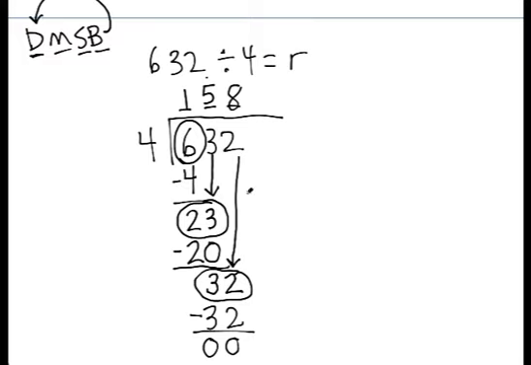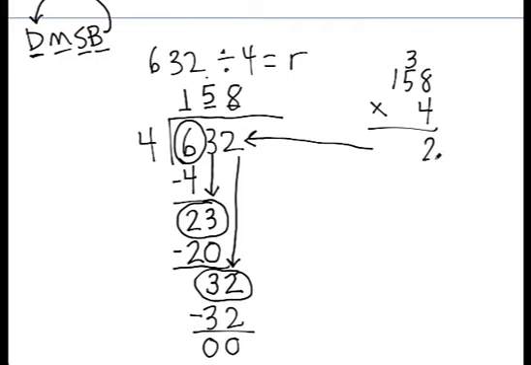Now, what if I wanted to check this? Let's take 158, and that's the quotient. Let's multiply it by the divisor. And I should get this dividend. I should get this answer right here. So 4 times 8 is 32. I'm just going to use the standard algorithm. 4 times 5 is 20 plus 3 is 23. Put the 3 in the tens place. And then 4 times 1 plus 2 is 6 in the hundreds place. 632, 632. So this answer is correct.